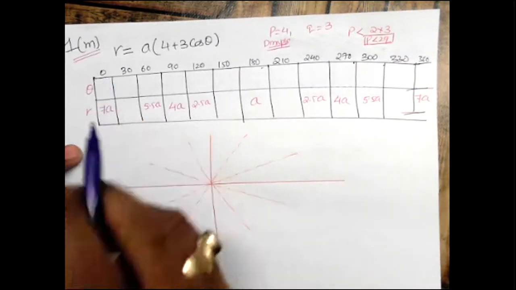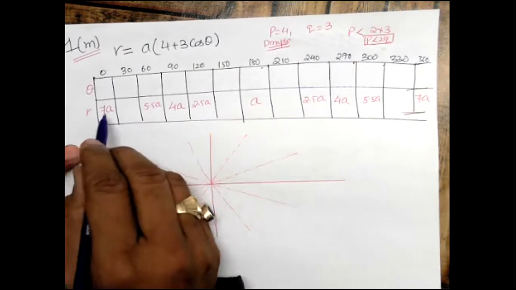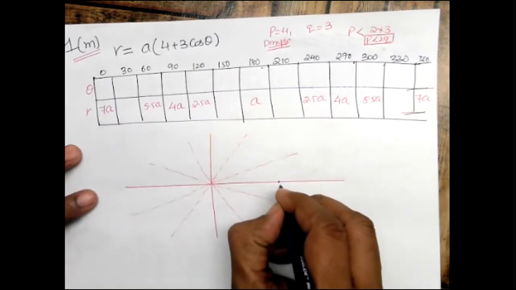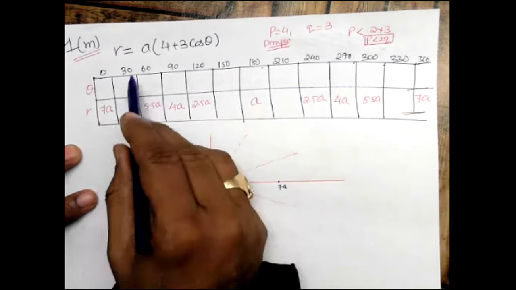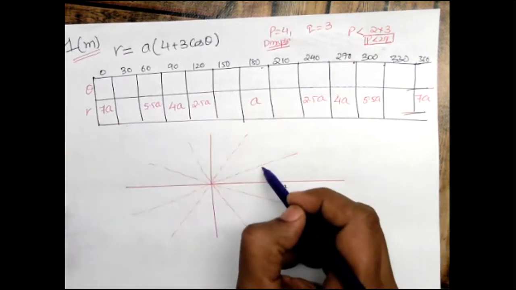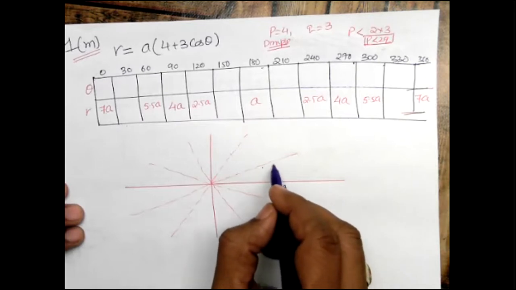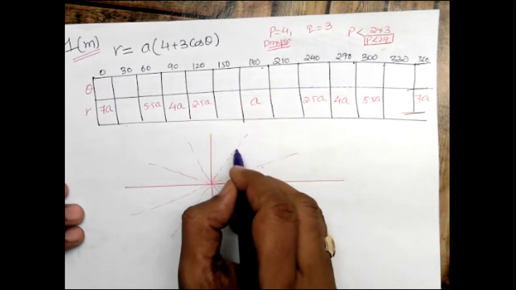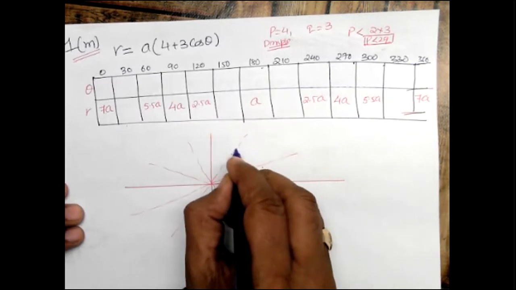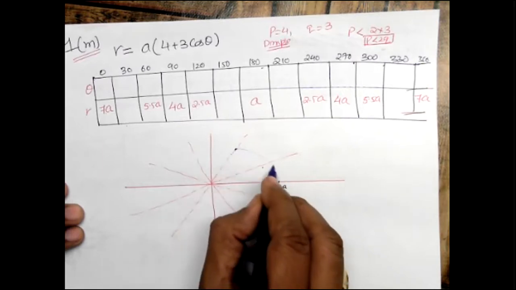When theta is 0, it's 7a. So that's 7a, the highest. Let's make it big here. 7a, let's see, it's here. Theta is 30, I don't think I get it exact. When theta is 60, it is 5.5a. So 7a would be somewhere here, and 5.5a is coming in somewhere. Right, so the graph is something like this.